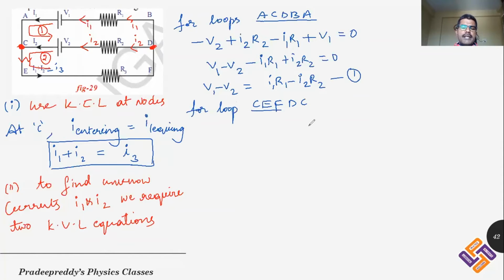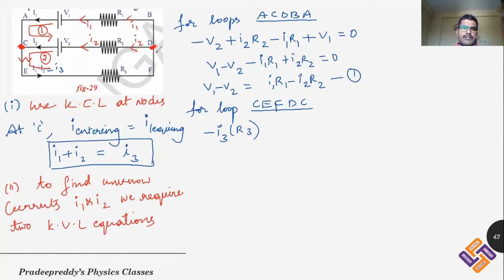For loop C, E, F, D, C, start from C. Between C and E there is no component, and between E and F there is one component, and that is in the same direction as that of the current. So I will write it as minus I3 into R3.